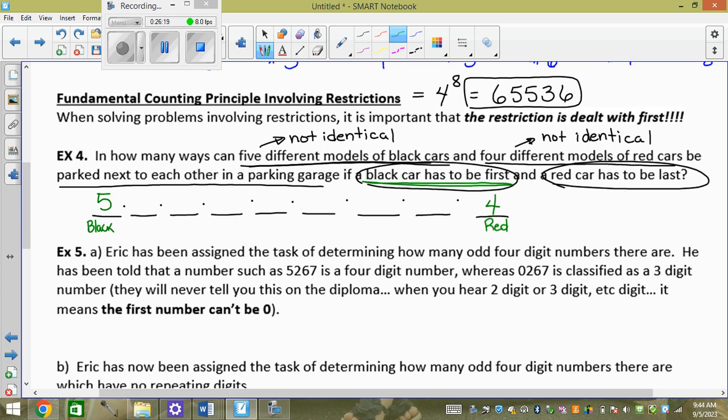So now I have 7 cars. I pressed red. I swear I did. 7 cars. Then how many here? 6. Then? 5. Then? 3. Then? 2.